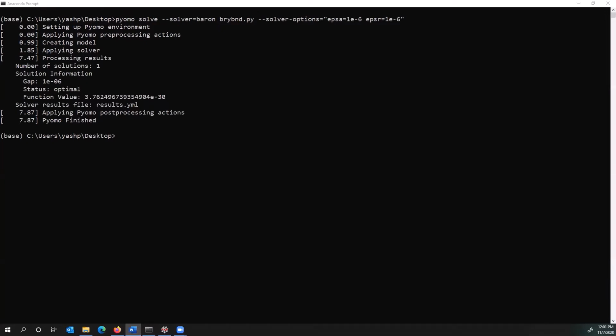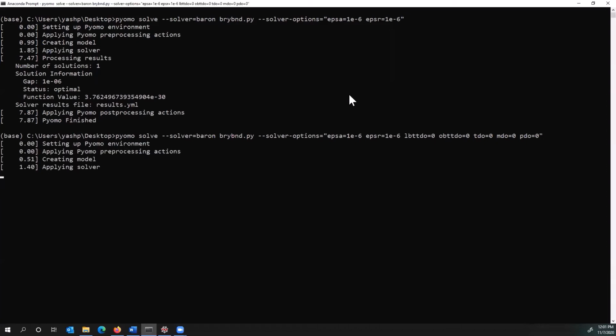The secret is in the range reduction techniques that have been implemented in BARON. Before I continue, I'm going to initiate a second run since that's going to take a while to solve. BARON employs several techniques to infer valid ranges for each of the variables in a problem that are tighter than the user-specified ranges. These are broadly classified into two: feasibility-based bound tightening techniques and optimality-based bound tightening techniques.